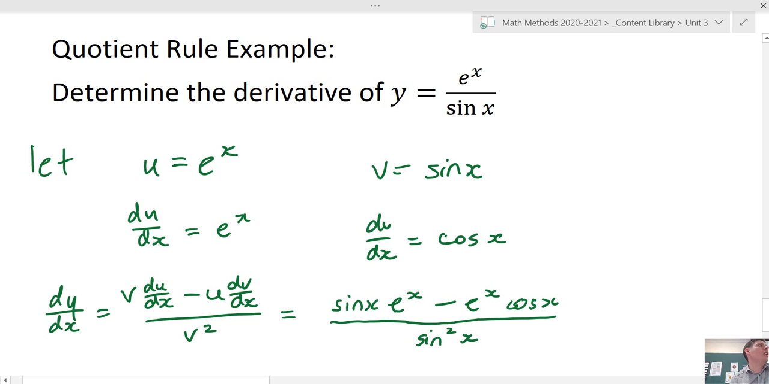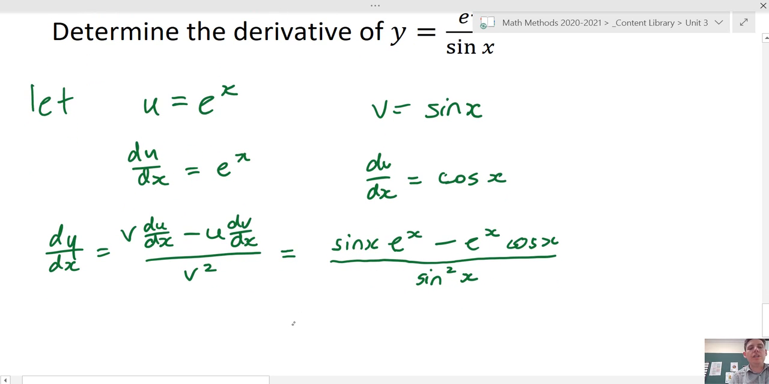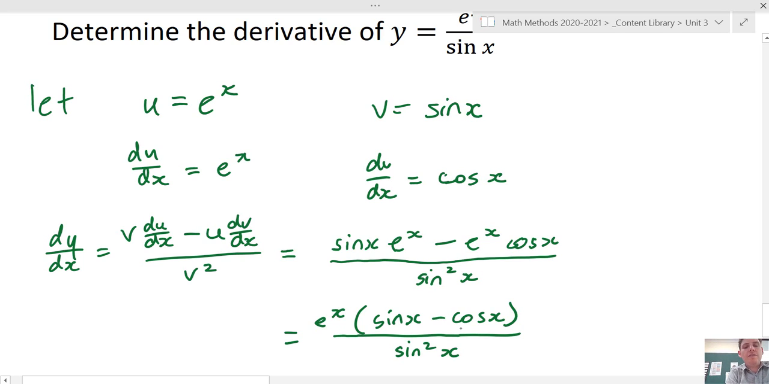Do you think we need to simplify or factorize? This one hopefully is a fairly obvious factorization. Oh, and then we can do some more stuff here. I factorized the top row, in case you're wondering. So there you go. Two examples of chain, quotient, and product.